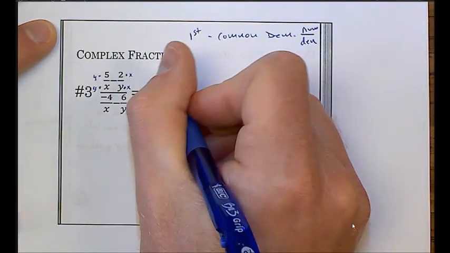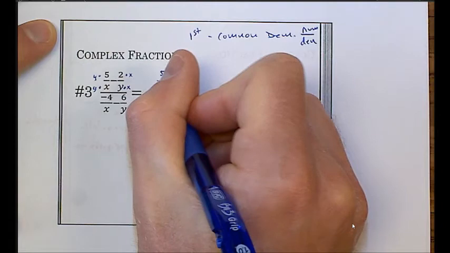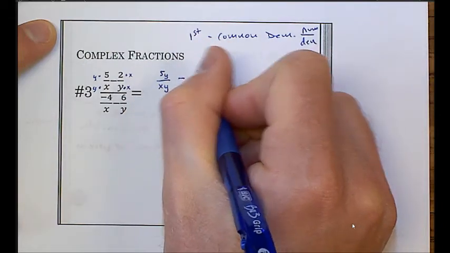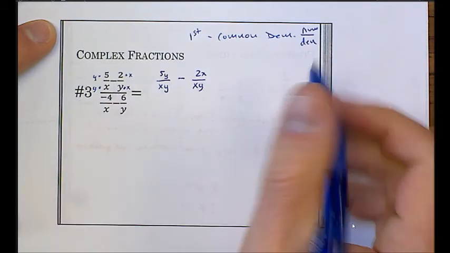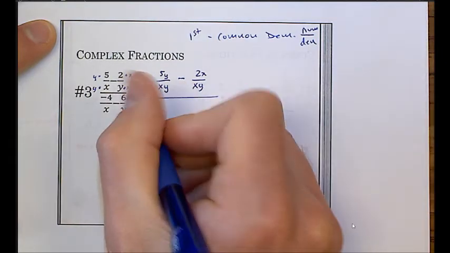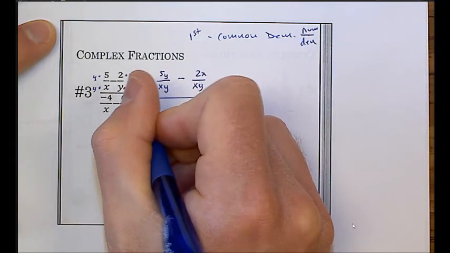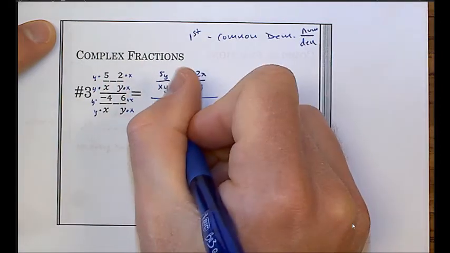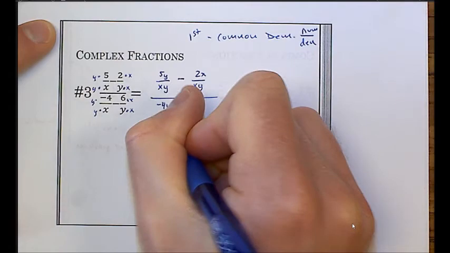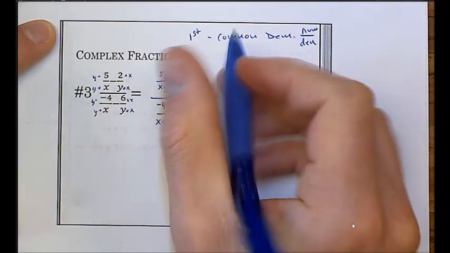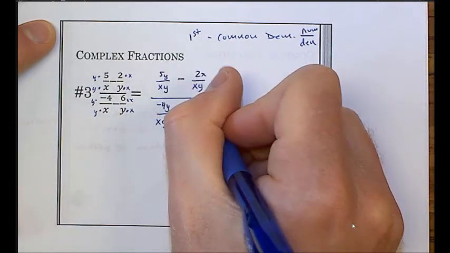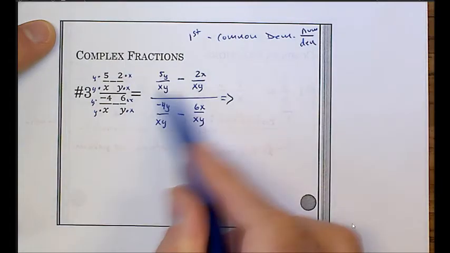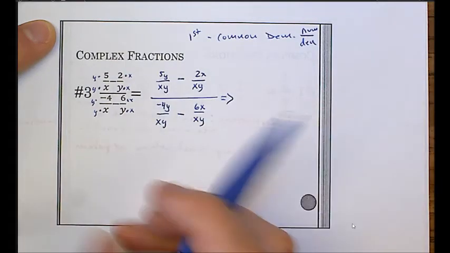It would look like this: 5y over xy minus 2x over xy. Okay? And then divided by, and I'm going to do the same thing down here. This needs to be multiplied by x, this needs to be multiplied by y and by y. So I get negative 4y over xy minus 6x over xy. And then I have to simplify, right? Push those together because it's subtraction now.